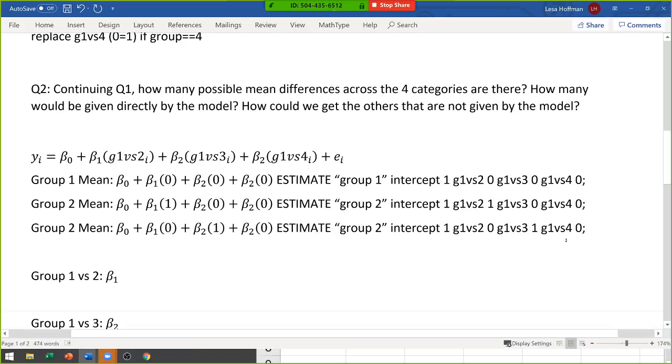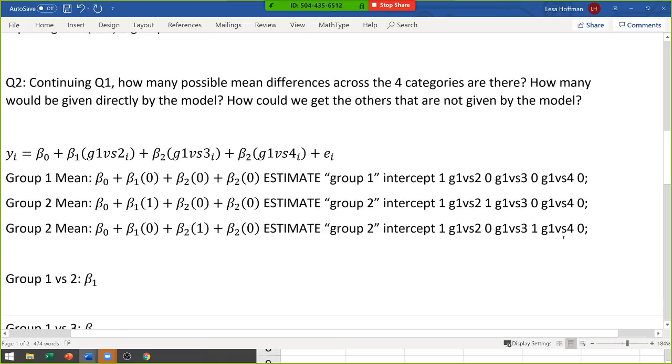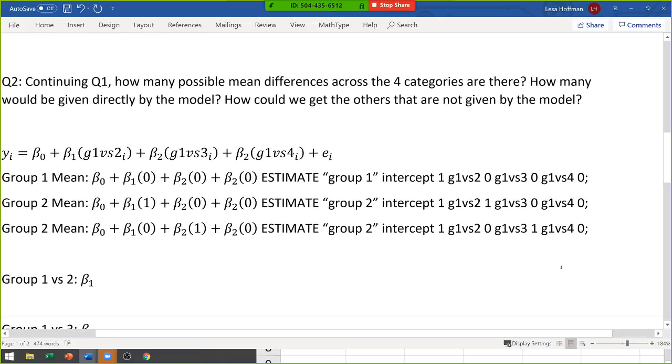Can you all see me typing? Okay. All right, is this helpful to see the logic?